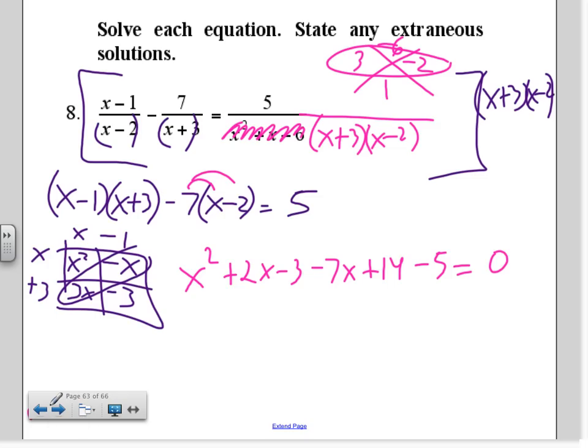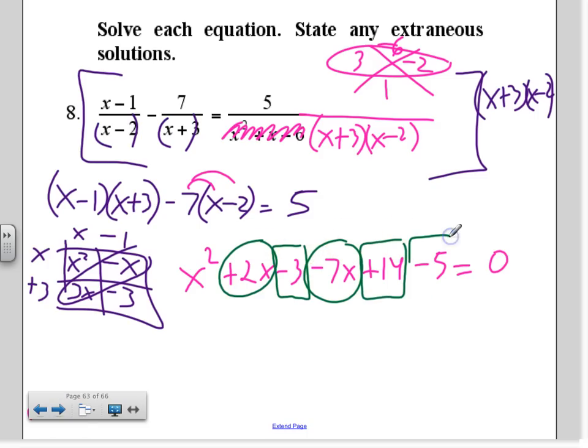Okay? And so, let's put the whole thing together, see if we have any like terms, and we realize that we have quite a few. See that? All the circles and all the boxes? Let's combine them. Here's the x squared. What is 2x minus 7x? Negative 5x. What is negative 3 plus 14? Positive 11. Positive 11 minus 5 is 6. So plus 6 equal to 0.